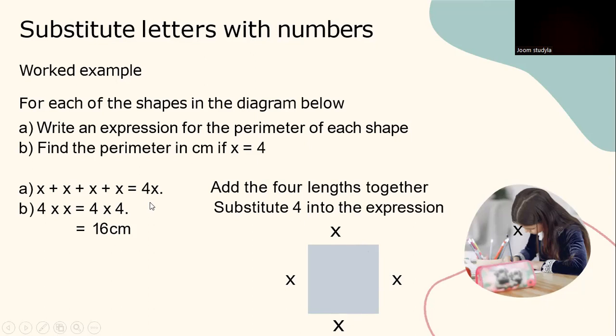So if you want to find the perimeter in centimeters for this diagram, it is 4 times x. That means 4x, 4 times x. So given the value is 4, you have to substitute 4 into the expression. So it becomes 4 times 4, which is equal to 16 centimeters.